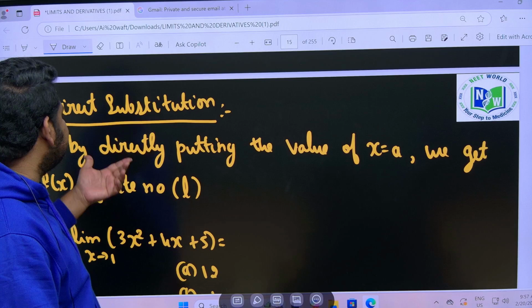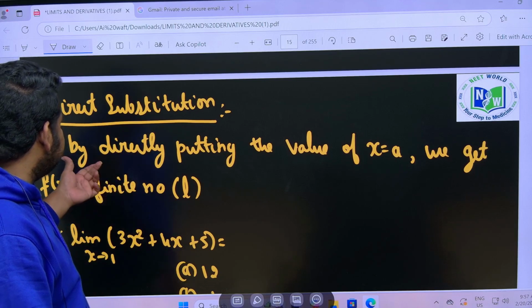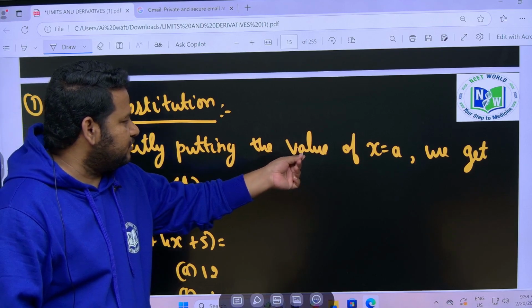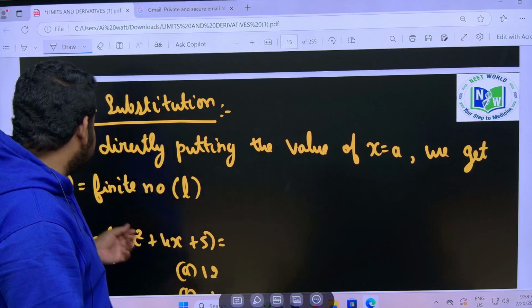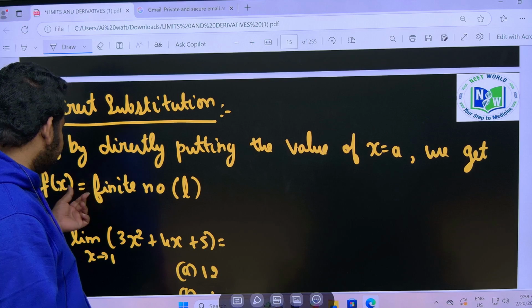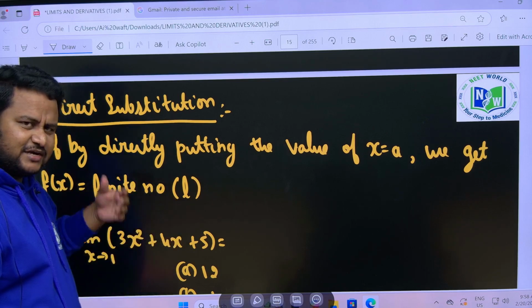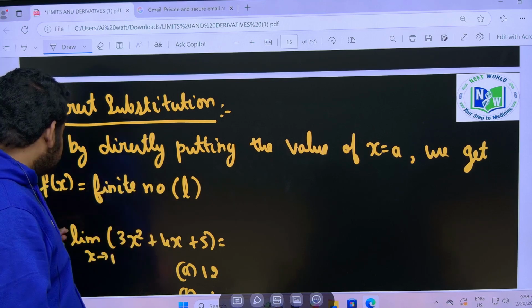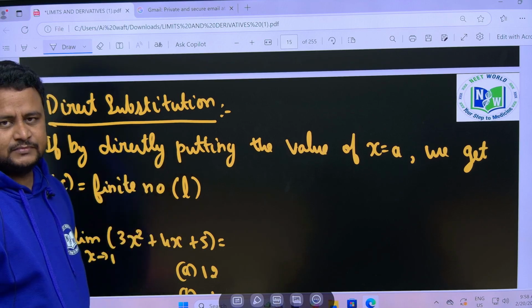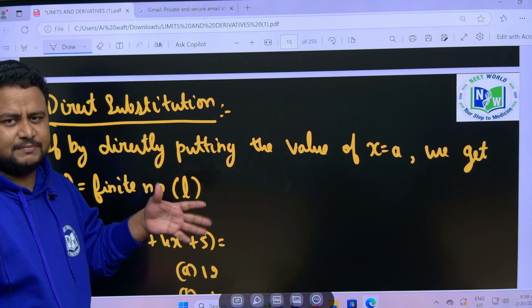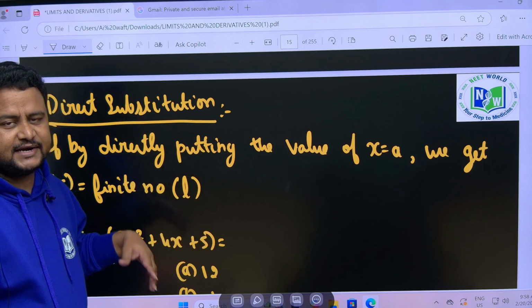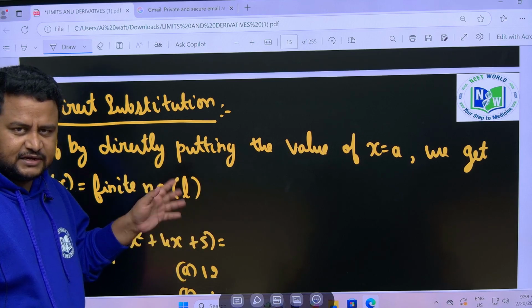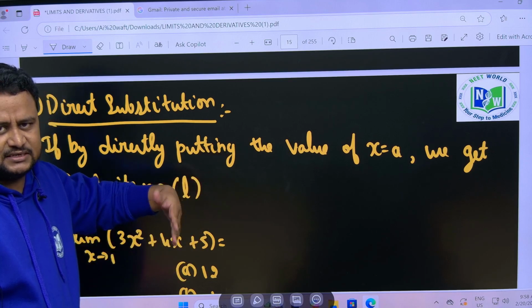So what do you mean by direct substitution? If by directly putting the value x is equal to a in f of x, we get a finite number L, or even if we get an infinite number, fine. We are directly putting the value that x tends to. If you get a finite value, or even an infinite value, that is the end of the limit. That is, we got the answer.